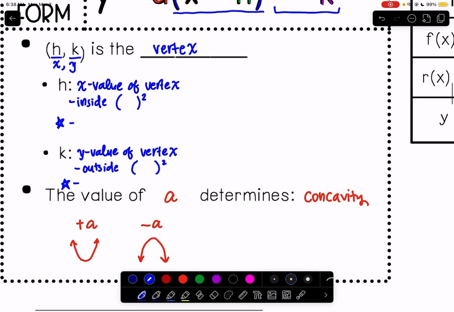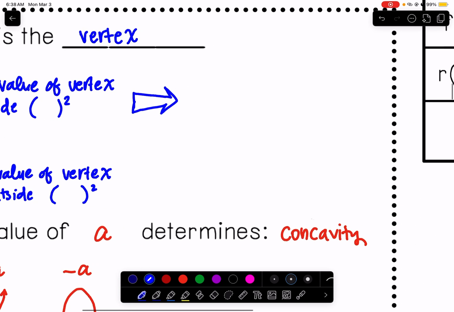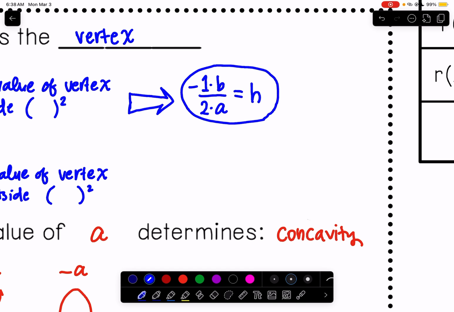Okay, and for the h value, which is the x value of the vertex, we have talked about that a lot so far because we know that negative 1 times b over 2 times a is also the x value of the vertex, which means that this has secretly been equal to h all along. Just a little connection to make there.